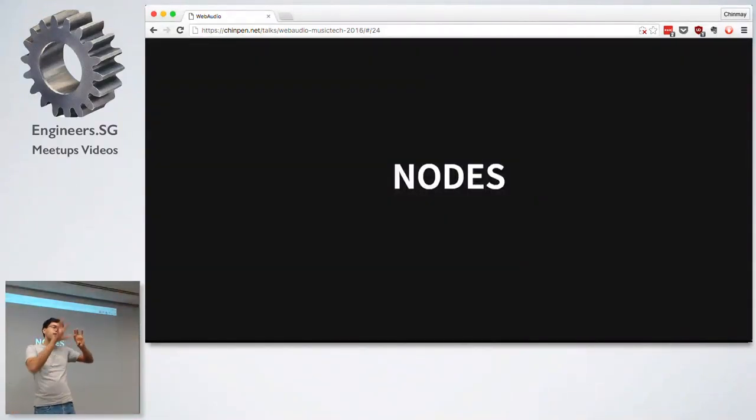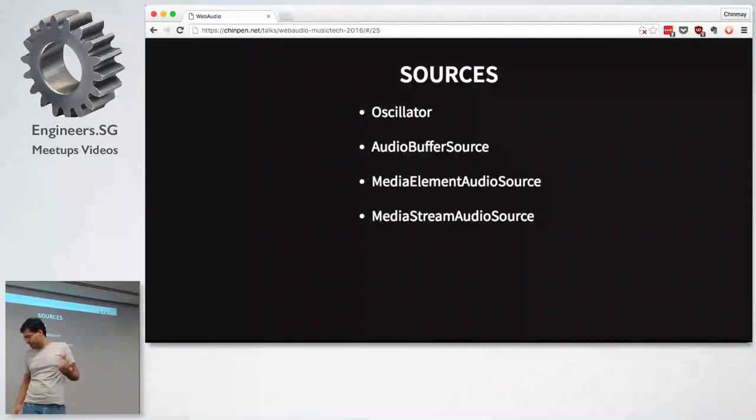Like we were talking about earlier, it's all about routing and connecting these nodes together. So what kind of nodes does WebAudio provide by default? It provides a bunch of types of nodes. The first type, I like to call sources. So it's things like the oscillator. These generate audio of some kind. An oscillator generates a sine tone, like what we just heard. So I was using an oscillator.